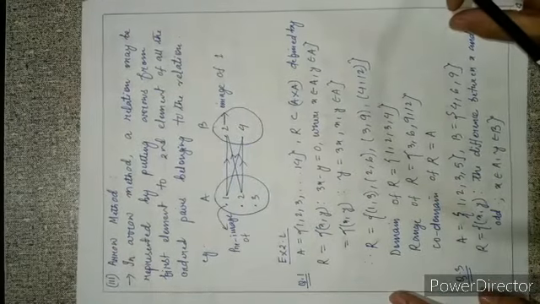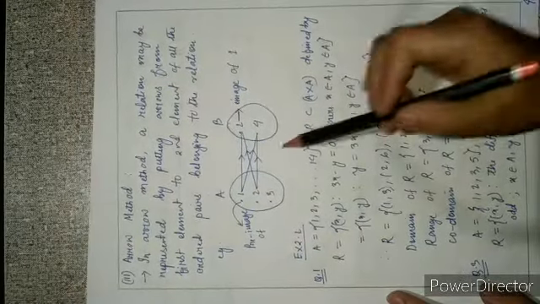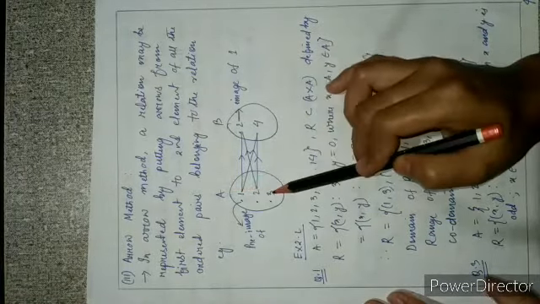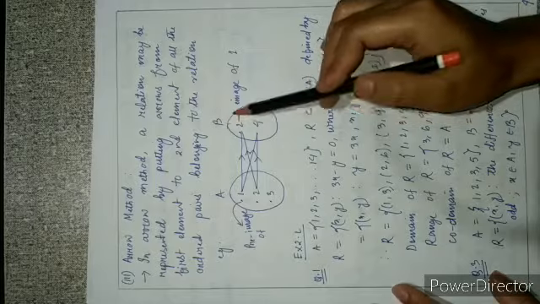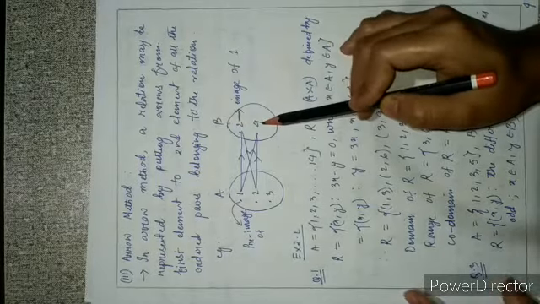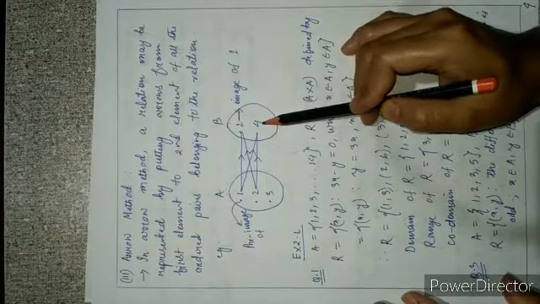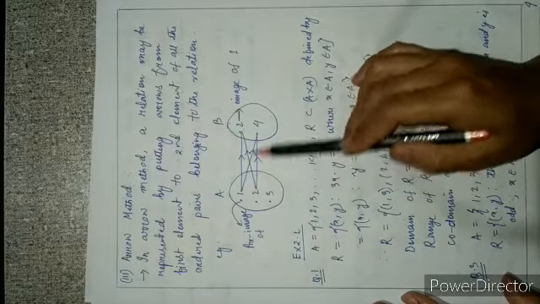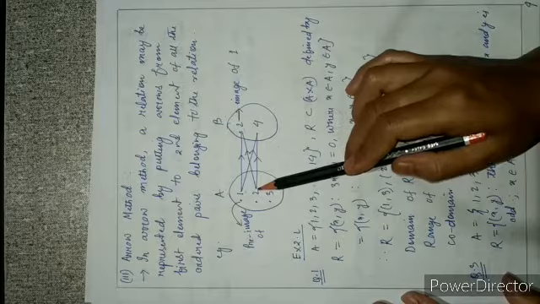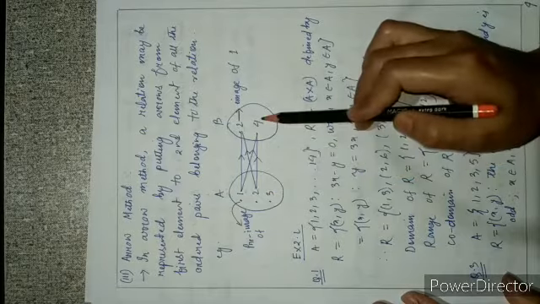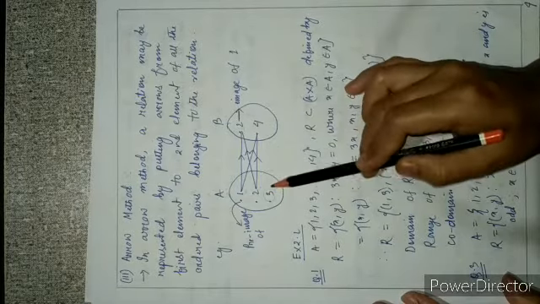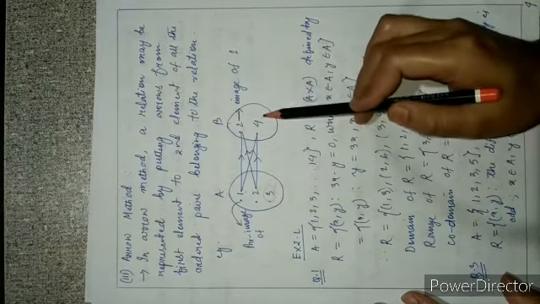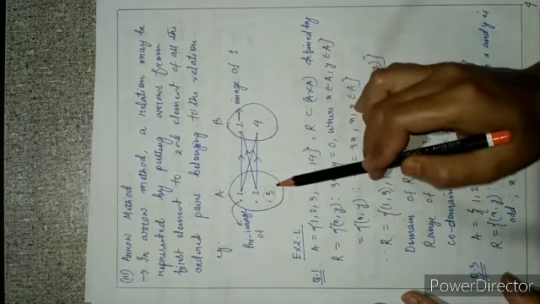Let us represent it with the arrow method. Let us consider any two sets. Set A having 3 elements 1, 2, 3, and the set B having 2 elements 2 and 4. Here 1 is related to 2, arrow, 1 is related to 4, 2 is related to 2 and 2 is related to 4, but 3 is not related to any element of the set B.